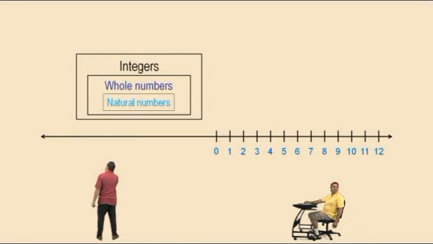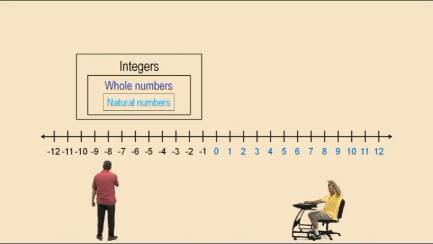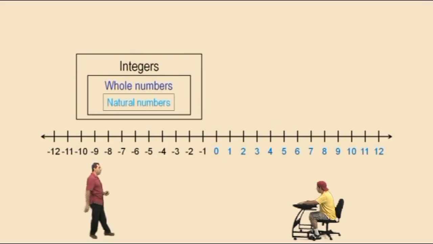All right, let's go ahead and put our negative numbers on our real number line. And there they are right there. So the integers are the set of numbers that we mark our real number line with. And within the set of integers are the whole numbers and obviously the natural numbers.